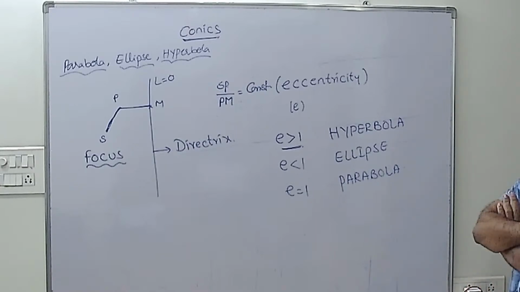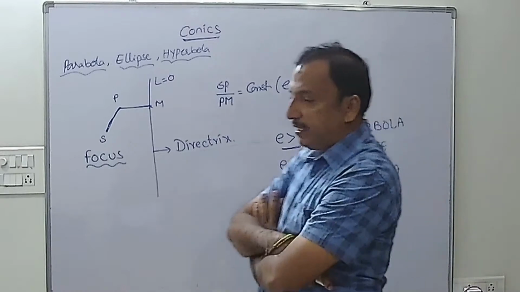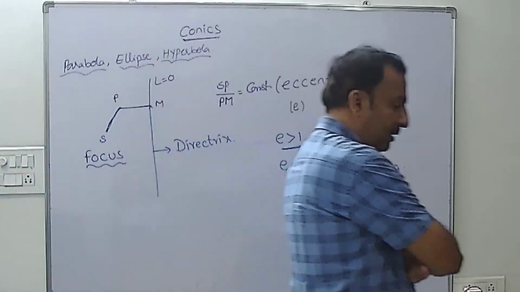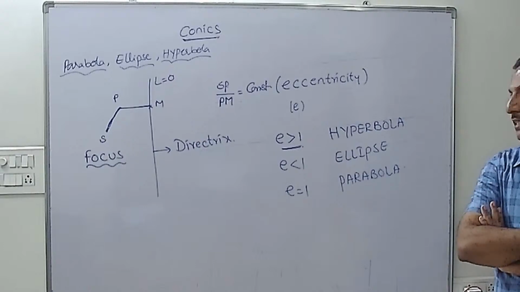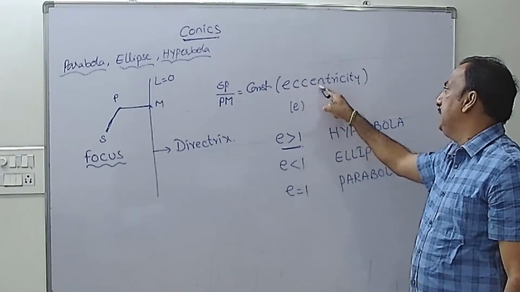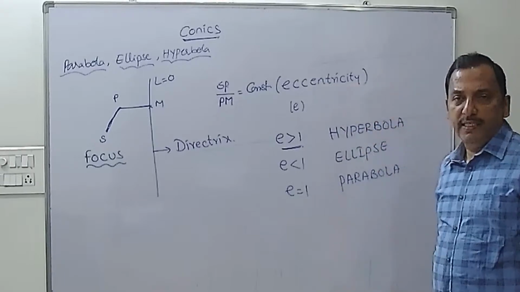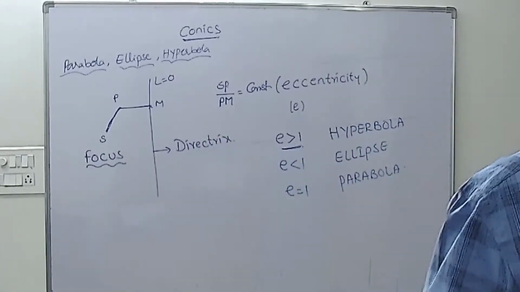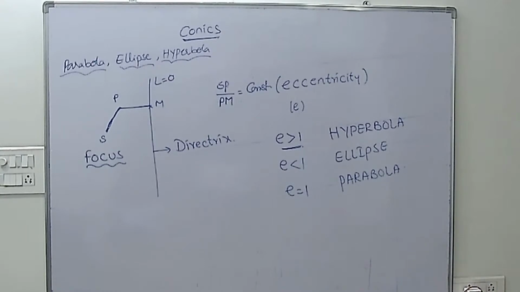The fixed line is called the directrix of the conic. And the constant ratio is called eccentricity. Spelling: E-C-C-E-N-T-R-I-C-I-T-Y, eccentricity, in brackets small e.